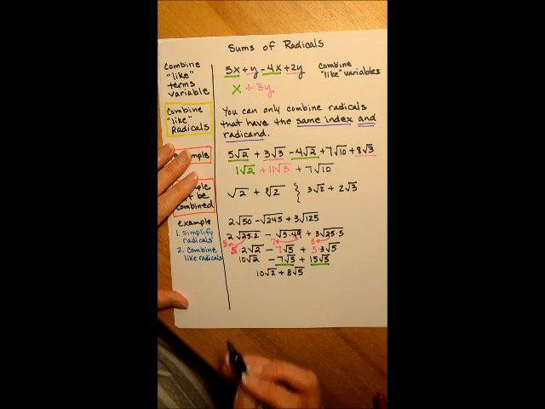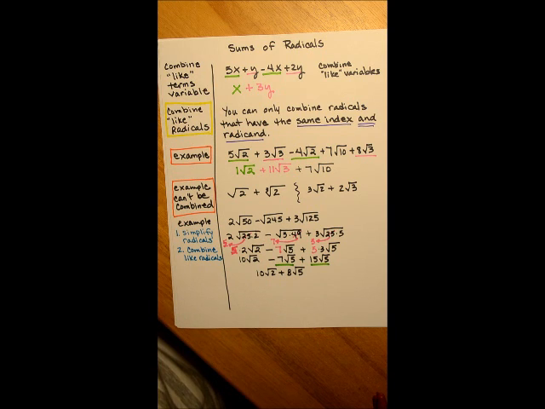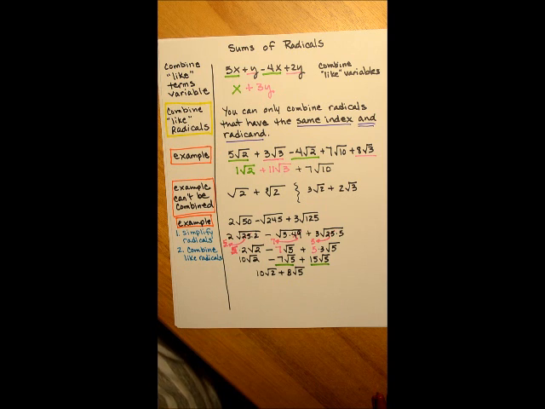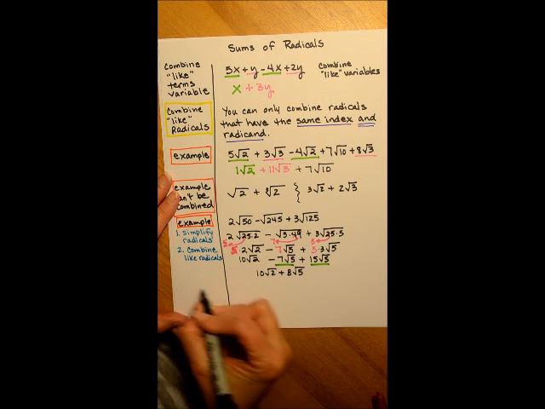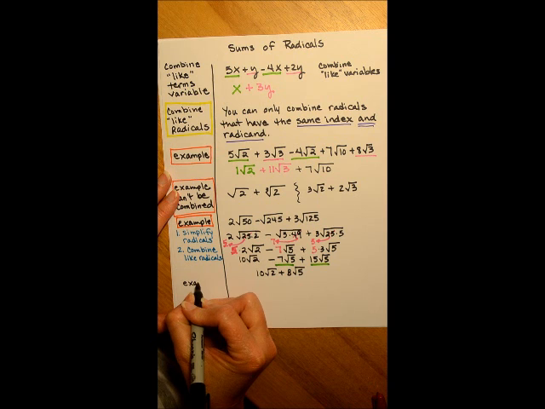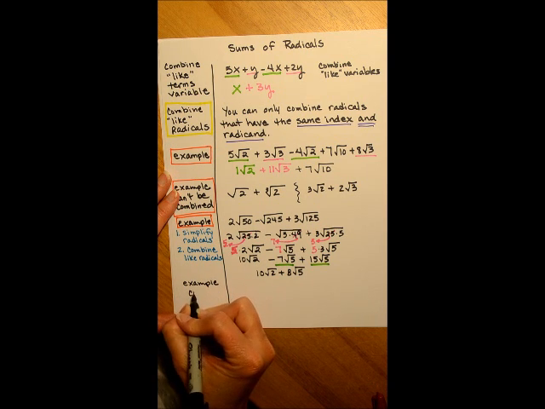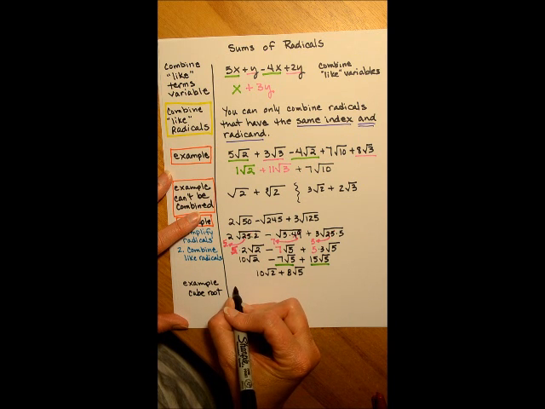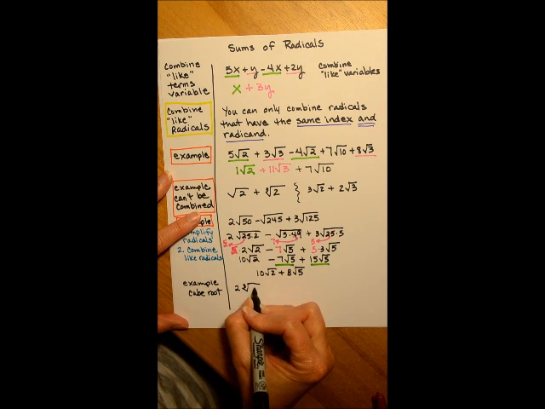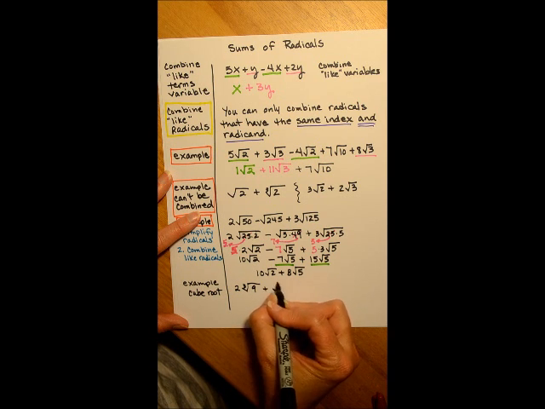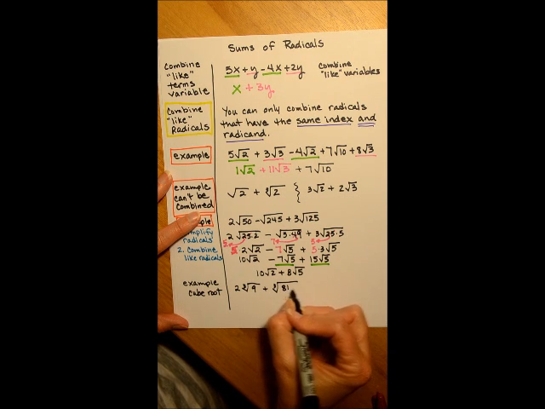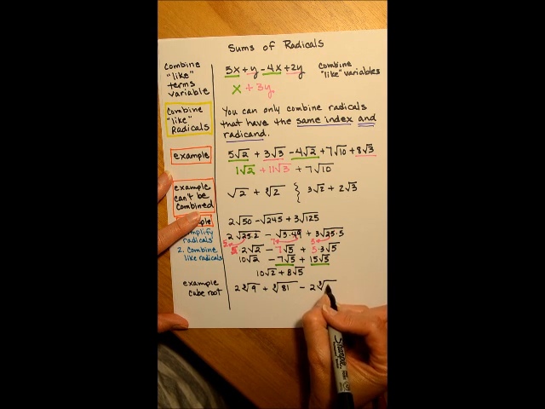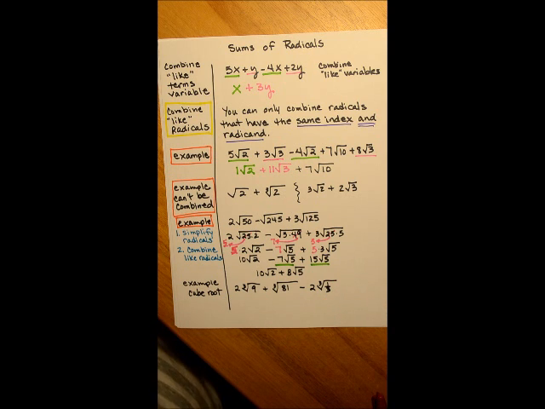Okay, let's do an example with a cube root. All right, 2 cube root 9 plus cube root 81 minus 2 cube root, oh no, it's a fraction, 1/3.